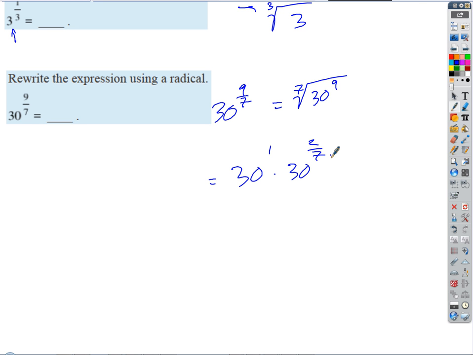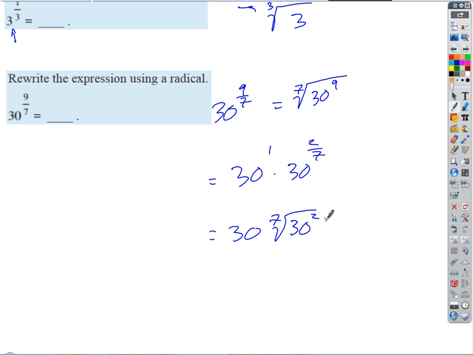What's that going to convert to if I write that as a radical? 30 times the 7th root of 30 to the 2. What is 30 squared? It's 900.